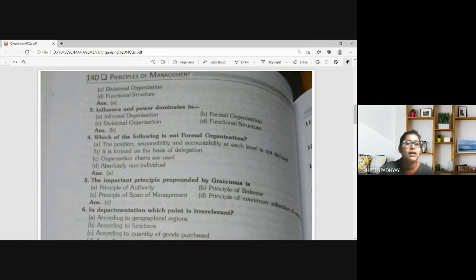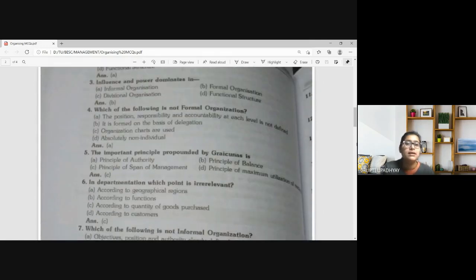Right? Next question. Influence and power dominates in which kind of organization? A. Informal organization. B. Formal organization. C. Divisional organization. D. Functional structure. Influence and power dominates in case of formal structure. In formal structure, we have the hierarchy. So obviously the influence of the boss is there, and the supervisor or the manager is powerful. Right? So the answer is option B, formal organization.